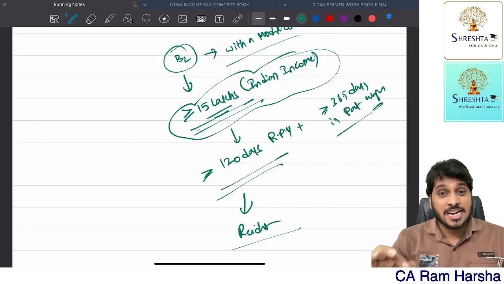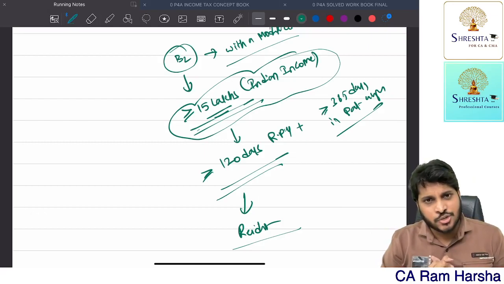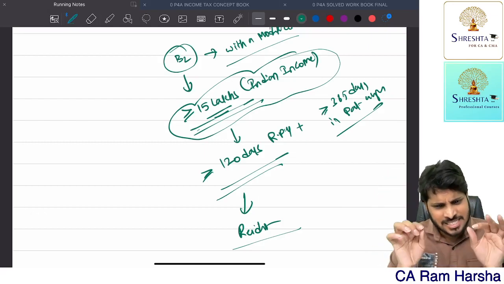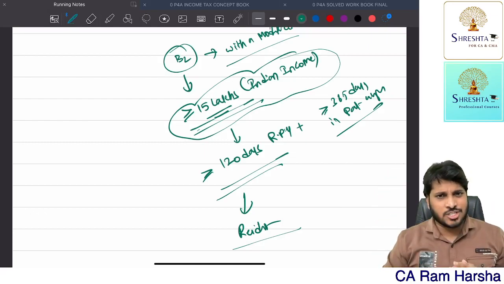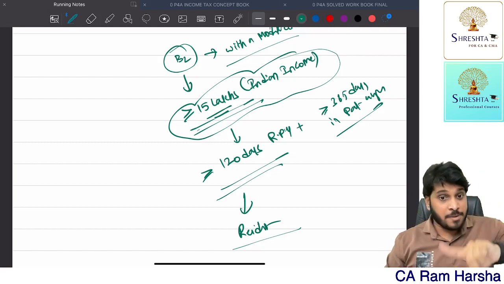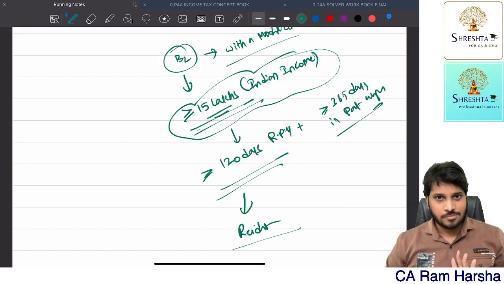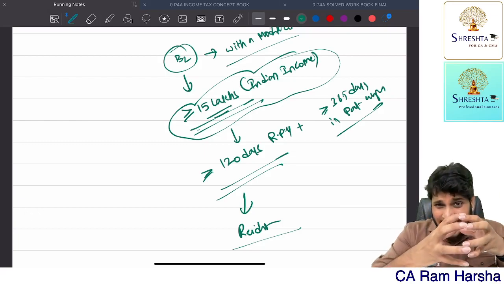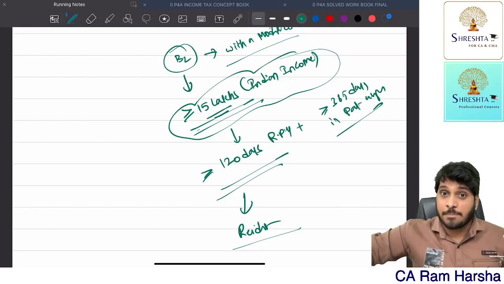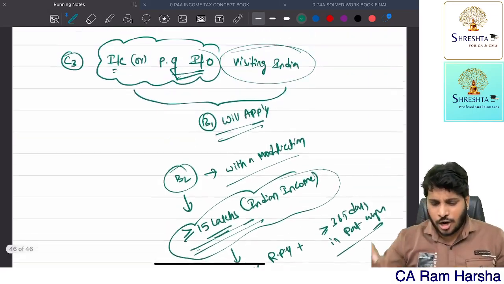If basic condition 1 is not satisfied, then come to basic condition 2. What is basic condition 2? In the relevant previous year, if we stayed at least 60 days, means 60 or more than 60, and 365 days or more in the past 4 years before the relevant year, then also he is a resident. Now, this second condition will not apply in 3 cases.